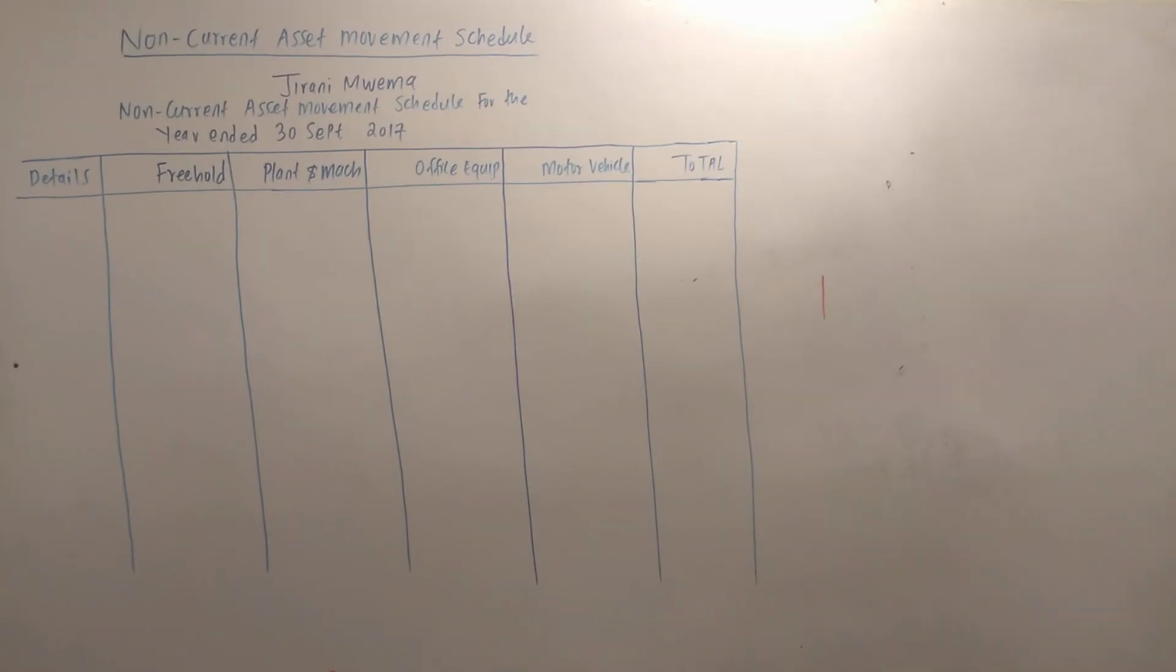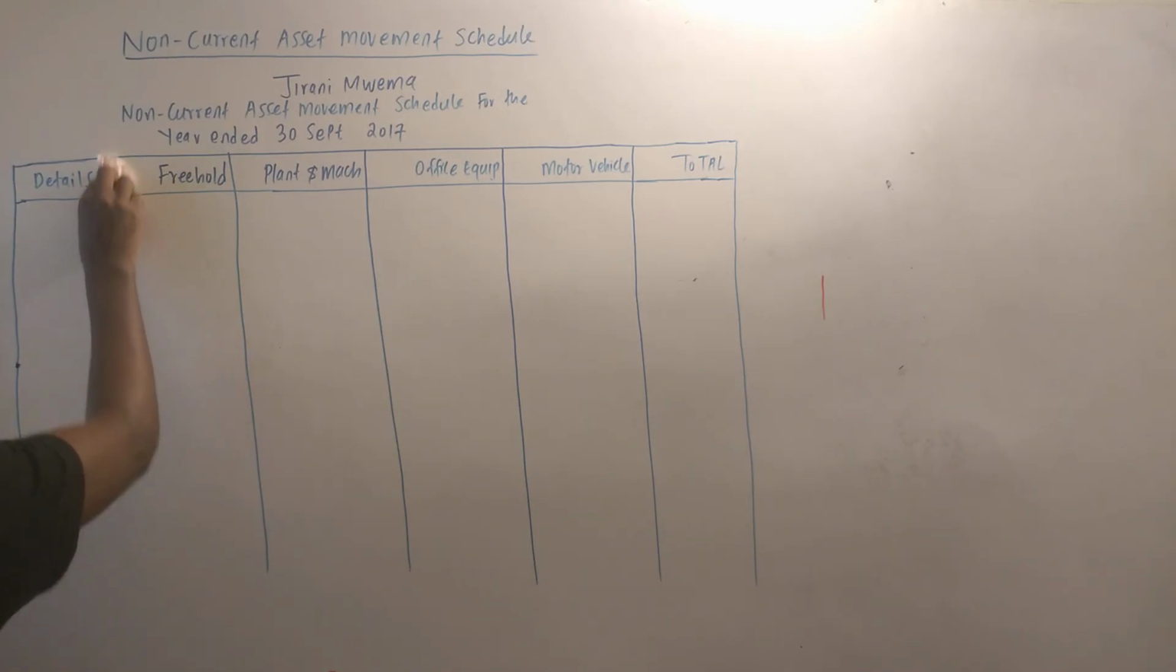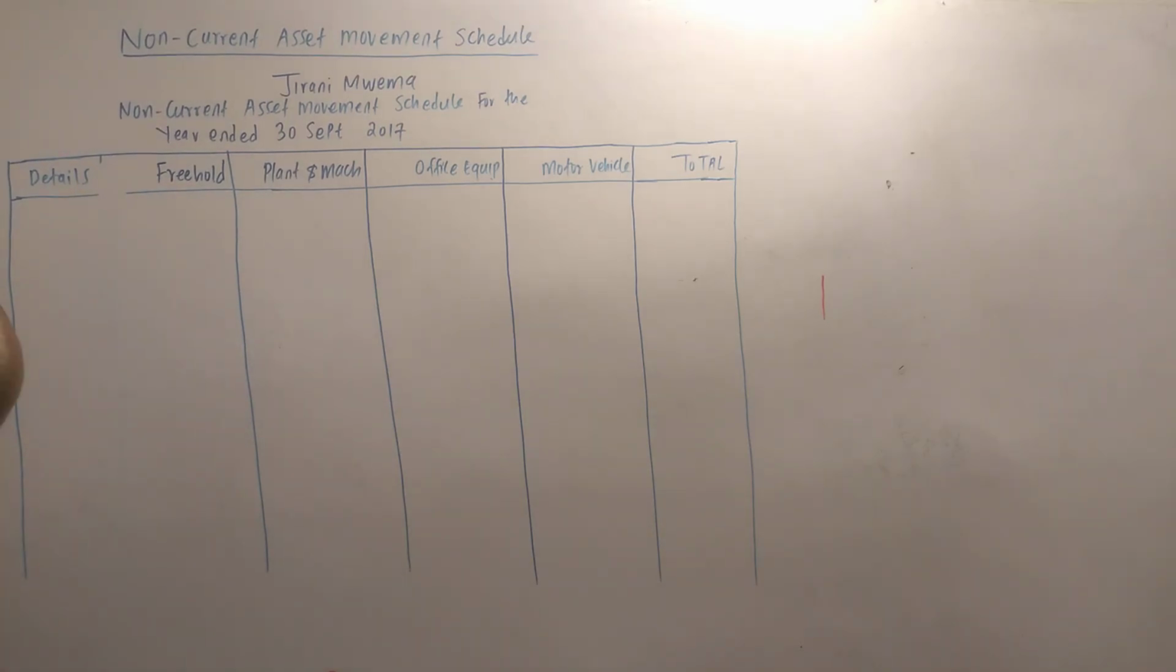So we can do it together. This one is for Jirani Mwema. So that's our format, as you can see, that you are supposed to use. Maybe I can make this one a little bit big.